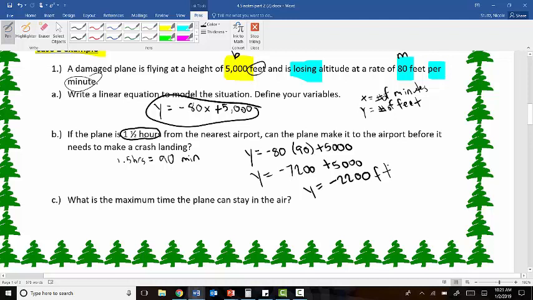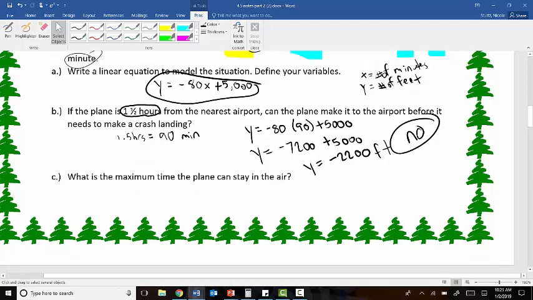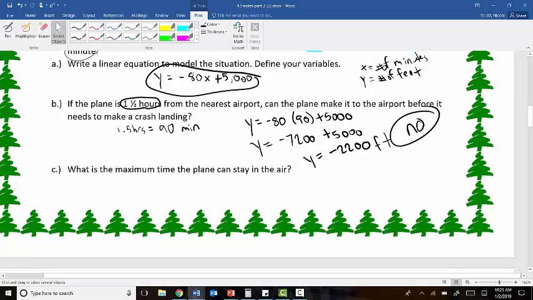So I'm going to write this. Now, this is where you want to take a look at your answer and be like, something's wrong here. The plane cannot be negative 2,200 feet in the air. That doesn't make sense. So look at the question. It says, can the plane make it to the airport or does it need to make a crash landing, meaning an emergency landing? In other words, you want to make sure that if 90 minutes go by, you're still in the air. So clearly this plane is underground. So the answer is no. You cannot make it to the airport at that rate with that time. So that plane's going to have to stop a little sooner so it doesn't hit the ground.